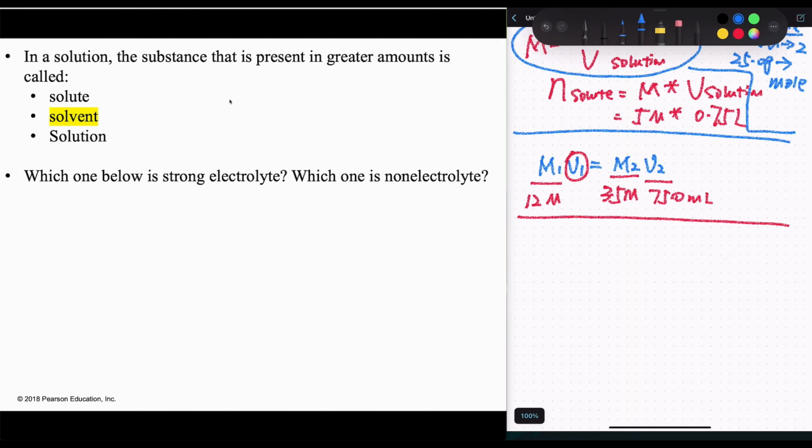Okay. Last question. Which one below is a strong electrolyte and which one is a non-electrolyte? The strong electrolytes usually are ionic compounds. Ionic compounds are something that can dissolve and dissociate into ions in water. So we know sodium chloride and magnesium chloride can completely dissociate into ions, as well as HCl, chloric acid. So all of these three are strong electrolytes. Non-electrolytes just stay in molecular form. So the non-electrolytes will include ethanol and cyclohexane.